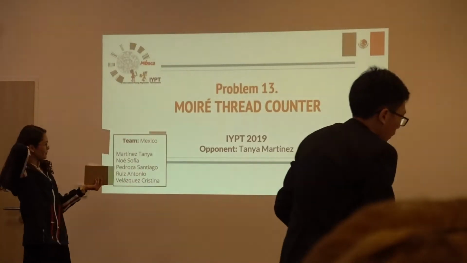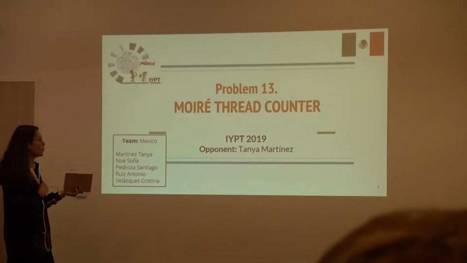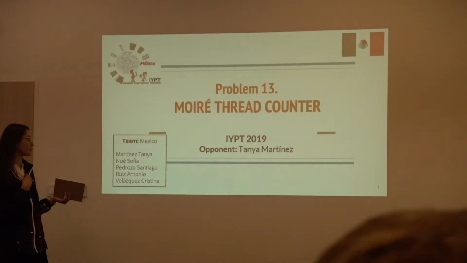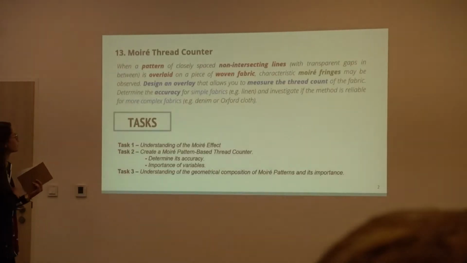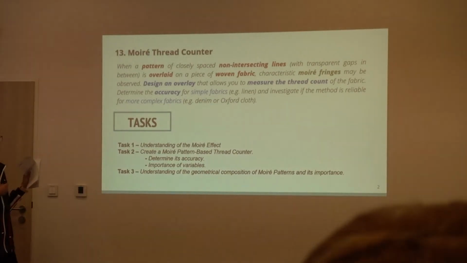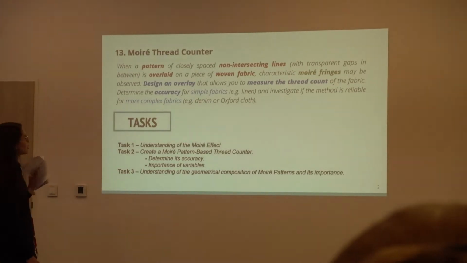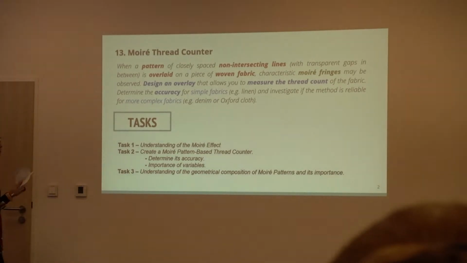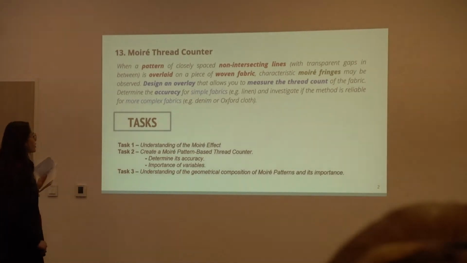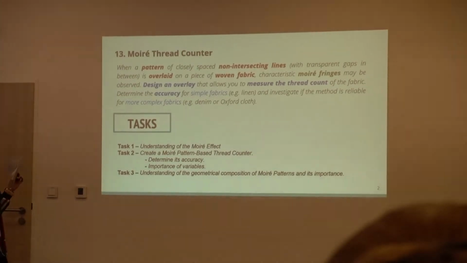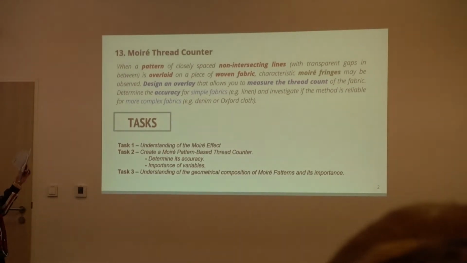Thank you. So my name is Tania Martinez. We'll oppose the problem number 13, or the interference counting. So first, this is the problem. When a pattern of closely spaced non-intersecting lines is overlaid on a piece of woven fabric, characteristic MORE fringes may be observed. Design an overlay that allows you to measure the thread count of the fabric, determine the accuracy for simple fabrics, and investigate if the method is reliable for more complex fabrics.